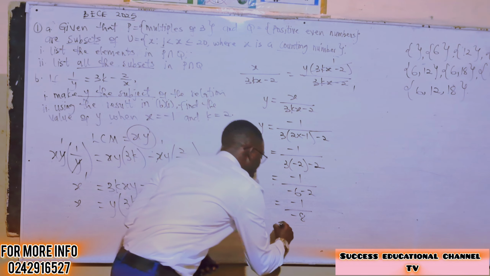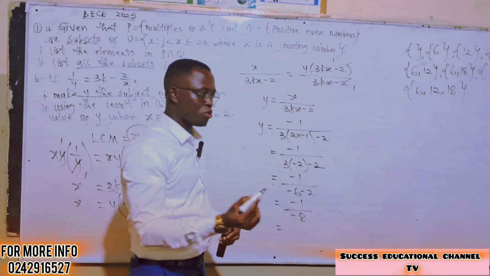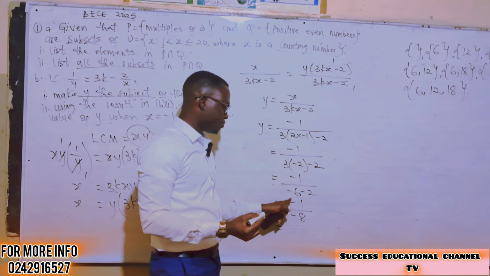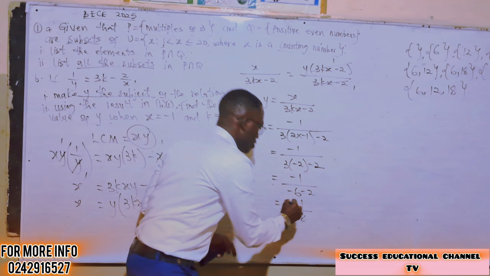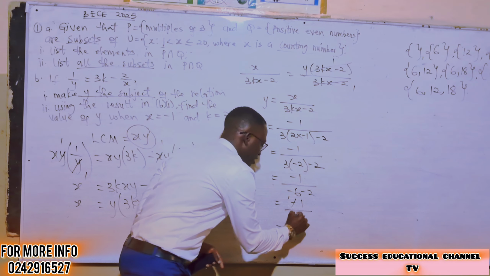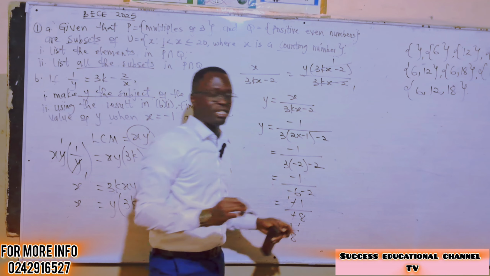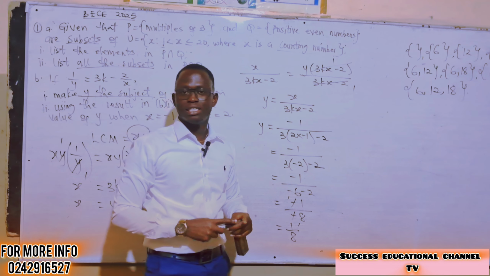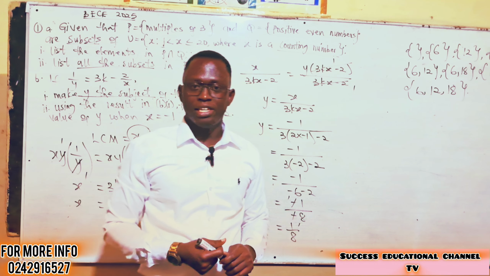Now, this can't be our final answer. Our final answer is going to be 1 over 8. Why? Because both the numerator and the denominator are negative numbers. So this negative divides this negative, leaving 1 over 8. And that is the end of our discussion. This is just the beginning.